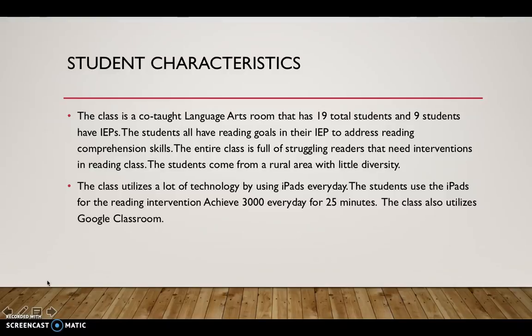Student characteristics. This is a co-taught language arts classroom that has 19 total students. 9 of the students have IEPs. The students all have reading goals in their IEP to address reading comprehension skills. The entire class is full of struggling readers that need interventions during reading class. The students come from a rural area with very little diversity. This class overall, when we assess them, they are all assessed as low readers.